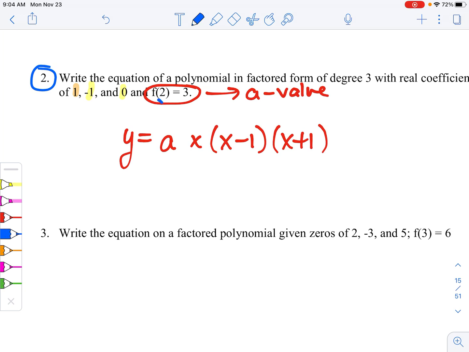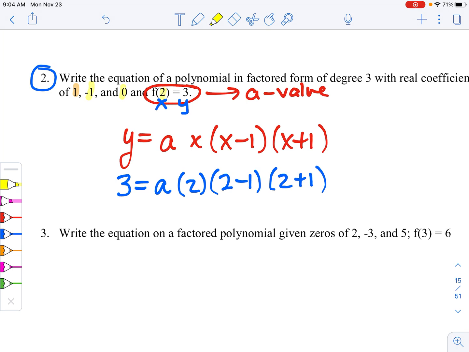The next thing we have to do is use our x and y value to find our a value. So if y is 3, we're going to plug in our 2 for our x anytime we see it. So I'm replacing all of my x's with 2. And I'm going to simplify this. So I have 3 equals a times 2.